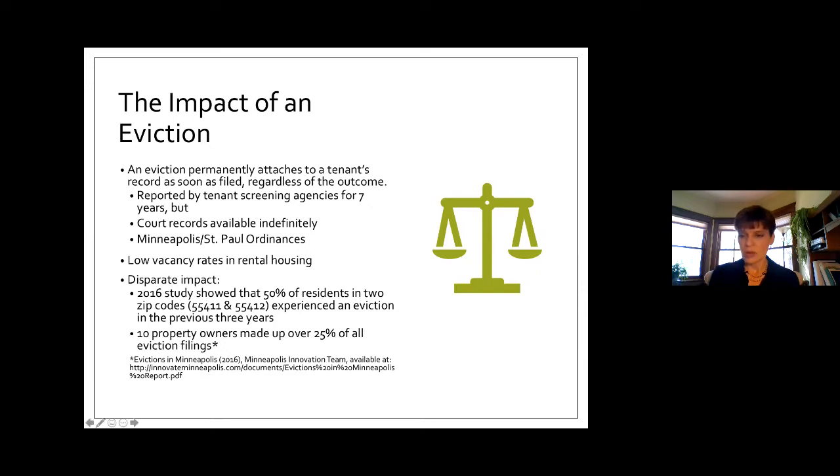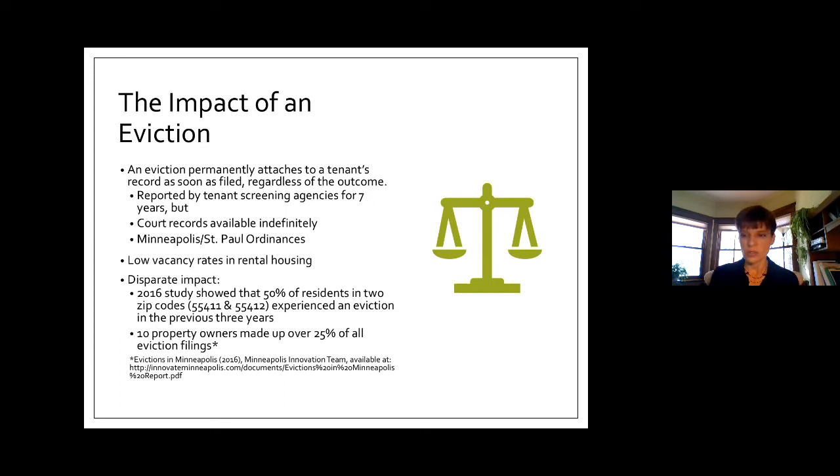There are some good questions about how long eviction records remain, and the answer is essentially indefinitely. However, there are a couple of rules that we want to make sure our volunteers know about. First of all, tenant screening agencies that are regulated by the Fair Debt Collection Practices Act can only report debts for up to 7 years back. So eviction records that are older than 7 years, those agencies couldn't report. So there is sort of a spot at 7 years where fewer evictions are being reported.